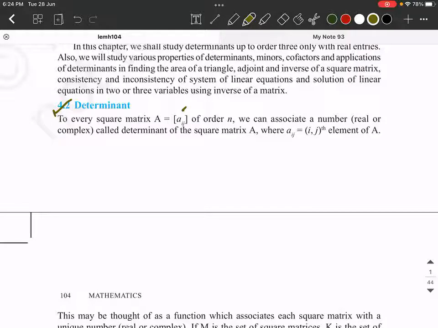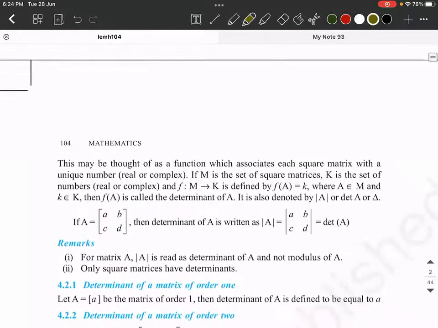I hope you're able to understand this mathematical language, right? This is where an important point comes. First thing, whenever you want to define a determinant, what is the first thing that you need to have in your mind? The matrix should always be a square matrix. For a rectangular matrix of different order, you can never define a determinant. That is the first point you need to make a note of.